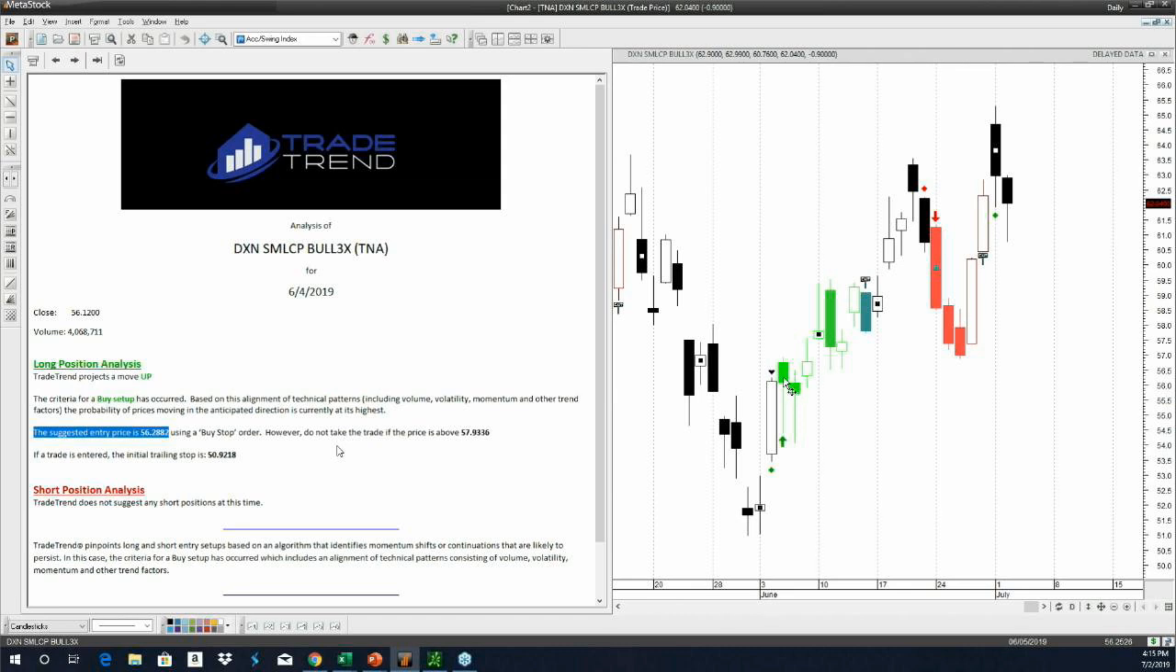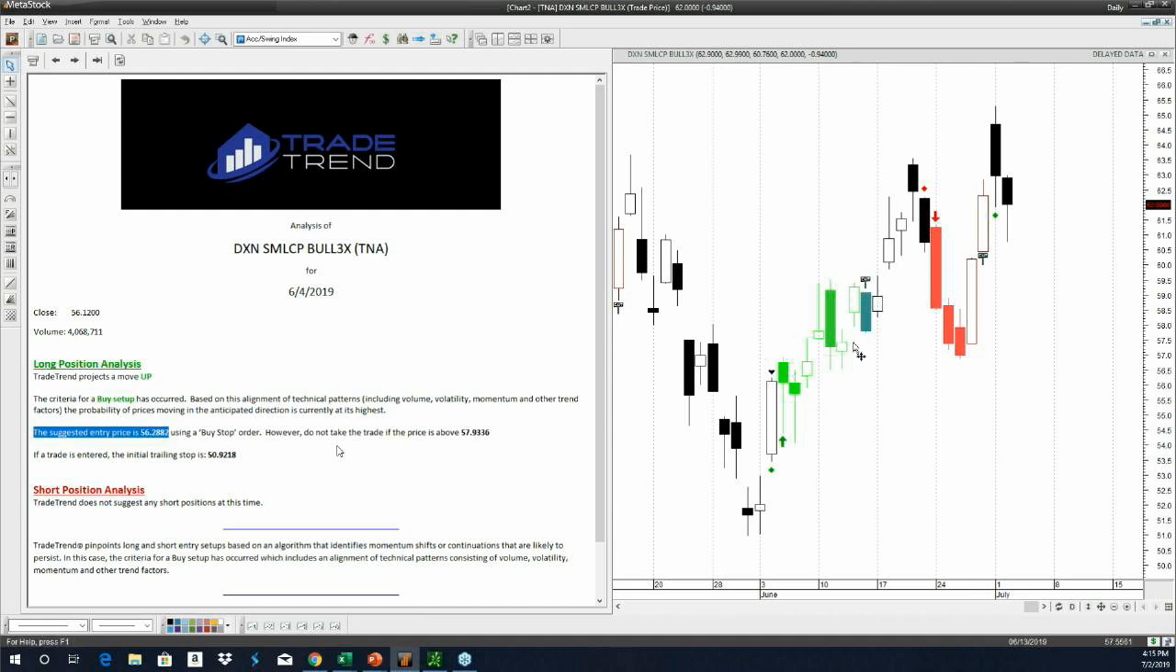So the setup was triggered with an order the next day. All we would have had to do if we were just taking a directional trade and buying shares of the TNA is place a buy stop order above the high of this bar where the commentary tells us to. So very simple. What we're going to cover today is how to use options to take advantage of this move.